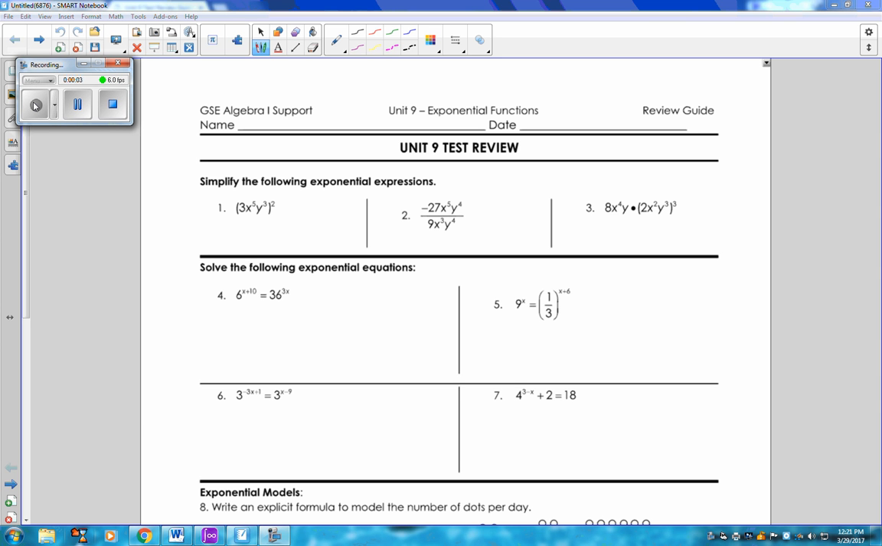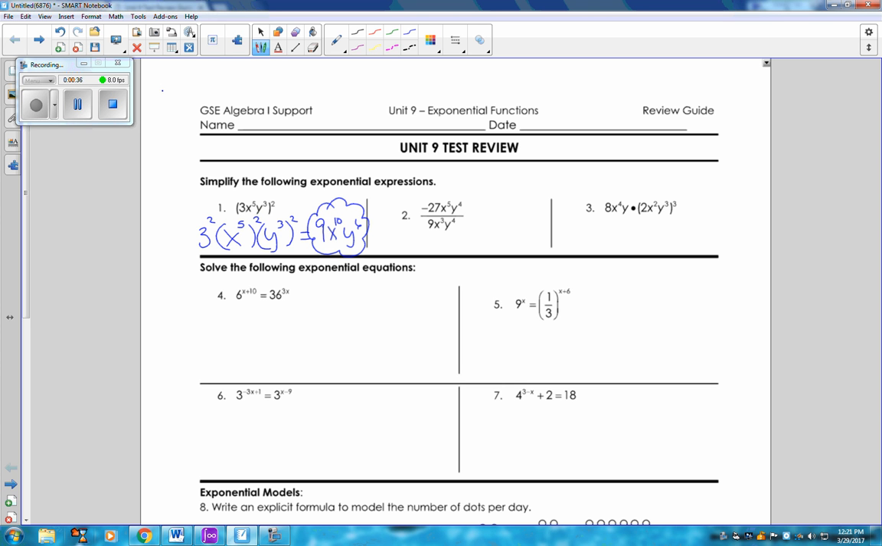Okay, on the first one, you have a product raised to a power, so each factor in that product is raised to that power. So I have 3 to the second power, x to the fifth power to the second power, y to the third power to the second power. 3 to the second power is 9. When you have a power raised to a power, you multiply your exponents. So 5 times 2 gives me 10, and 3 times 2 gives me 6. So we have 9x to the 10th power, y to the 6th power.